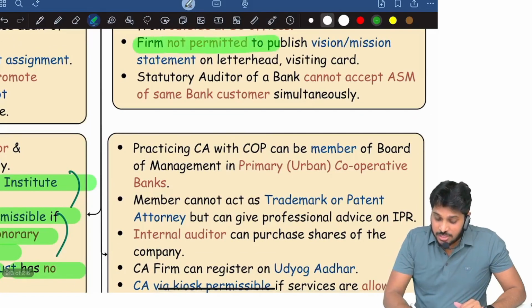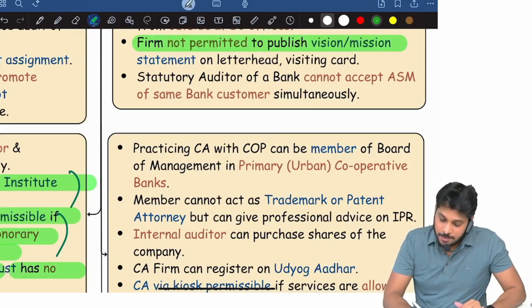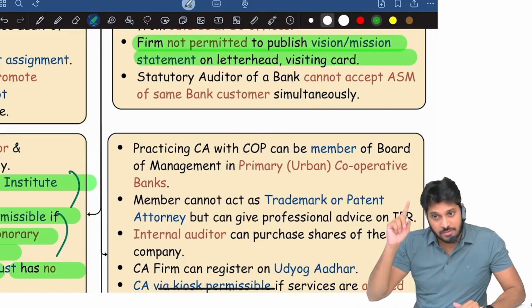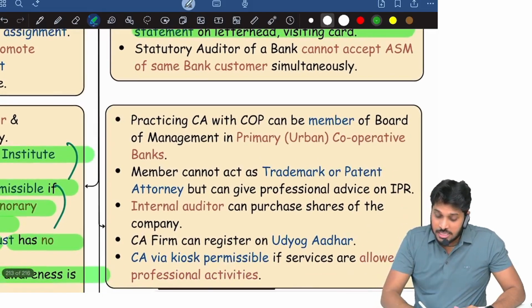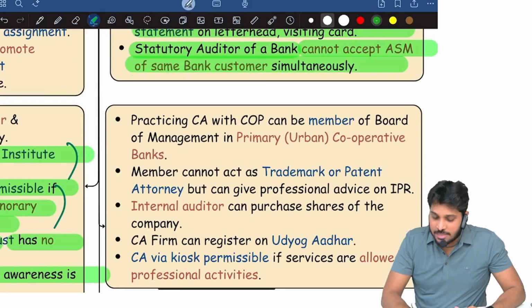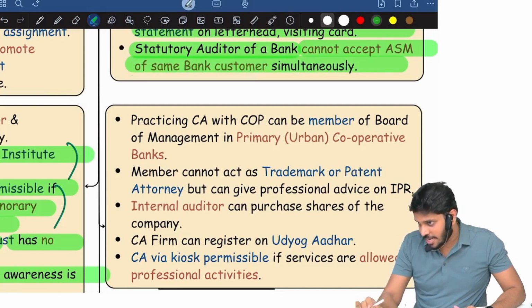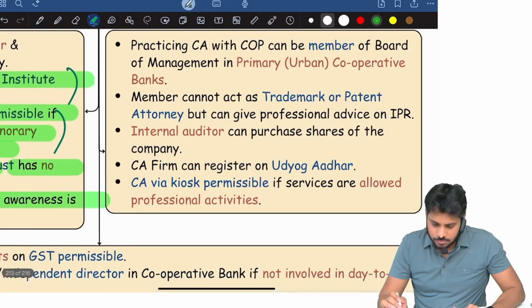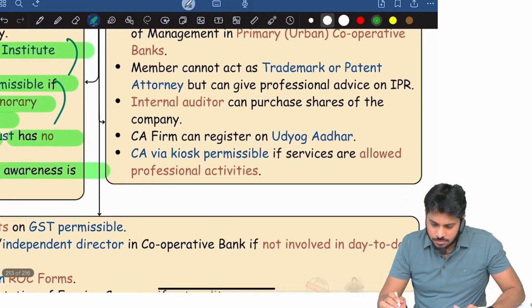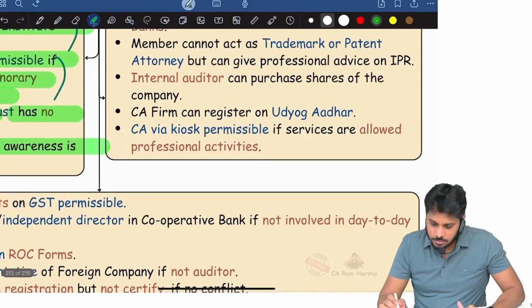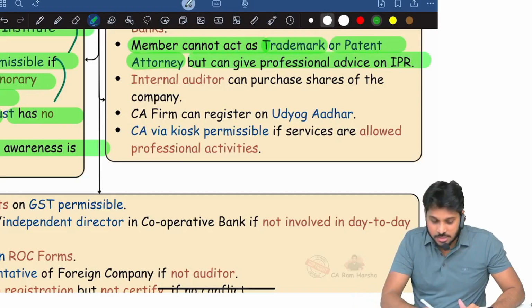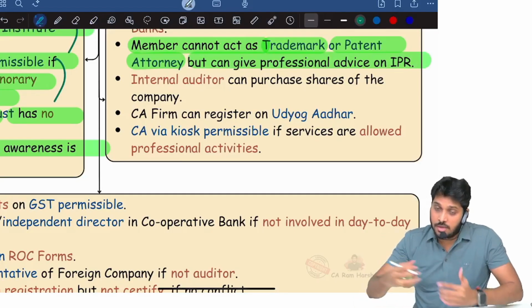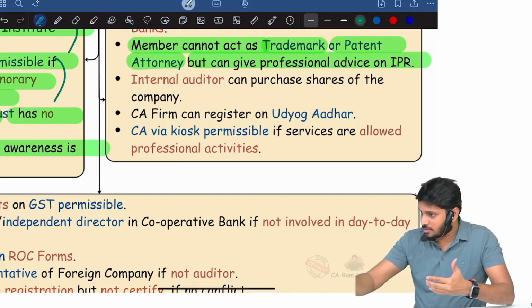A firm is not permitted to publish a vision or mission statement on letterhead or visiting card, but on the website you can have vision, mission, all that. A statutory auditor of a bank cannot accept an ASM of the same bank customer simultaneously. A member cannot act as a trademark or patent attorney, but can give professional advice on IPRs. But remember, you can be a digital signature service provider.